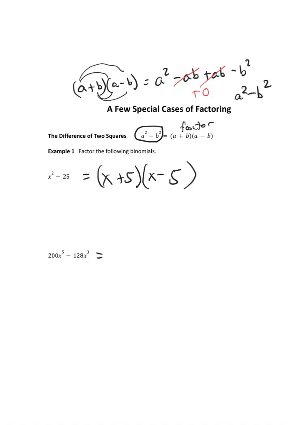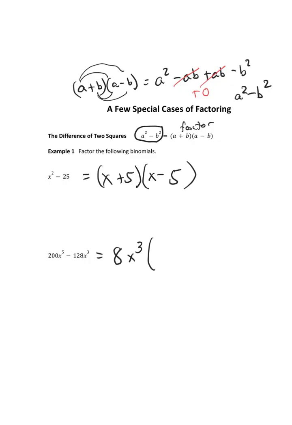They're both divisible by 4. I wonder if they're both divisible by 8. 128 divided by 8, that would be 16. And 200 divided by 8 is 25. I have a feeling that 8 is probably the biggest number. So let's factor out an 8. And then that would be x cubed also. That's common to both of those terms.